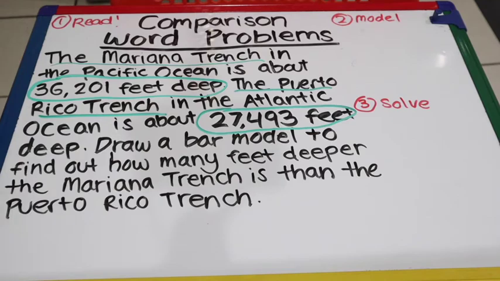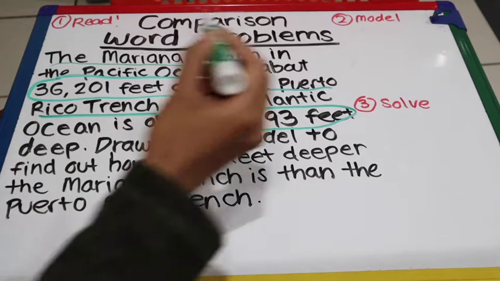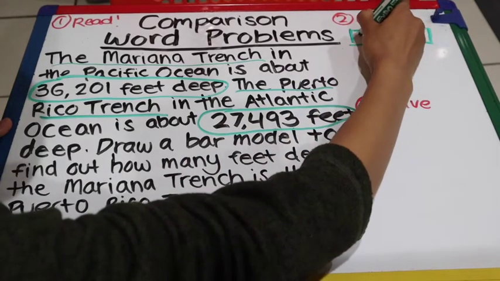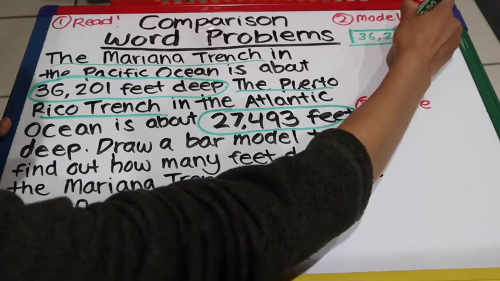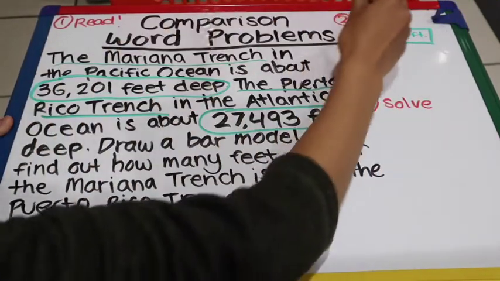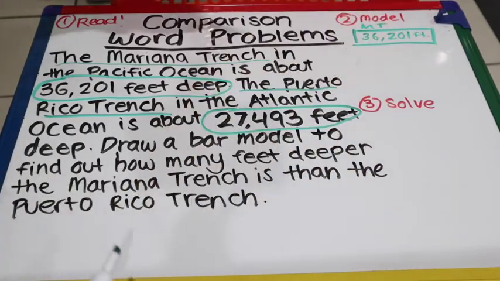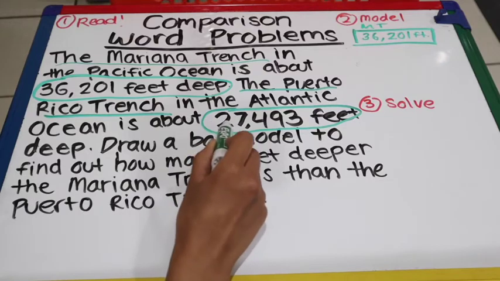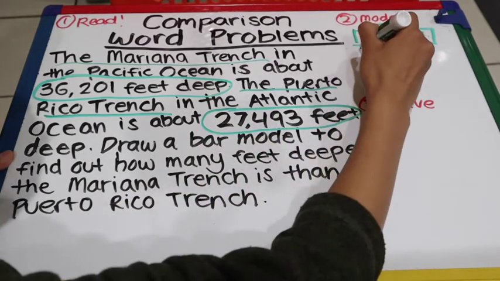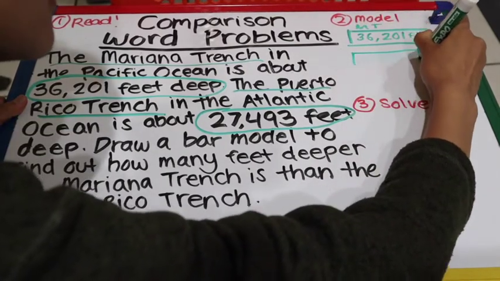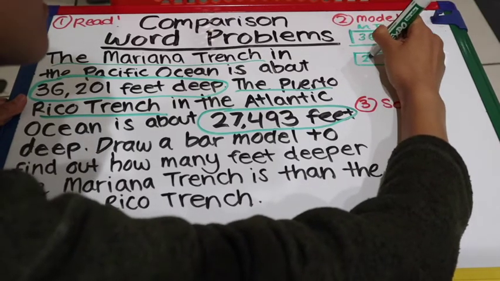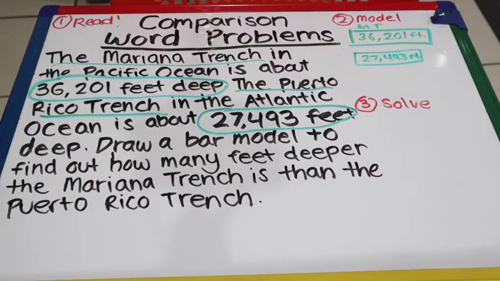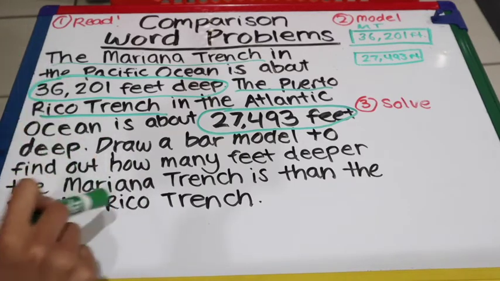Alrighty, if you said 36,201 is larger, then you were correct, which means my larger bar that I'm going to draw right here, I'm going to label it 36,201 feet. And then I'm going to write a little MT on top. And that's going to represent Mariana Trench. Our second bar is going to be 27,493 feet. So that's going to end up looking smaller. Here is my smaller bar. 27,493 feet. Awesome.